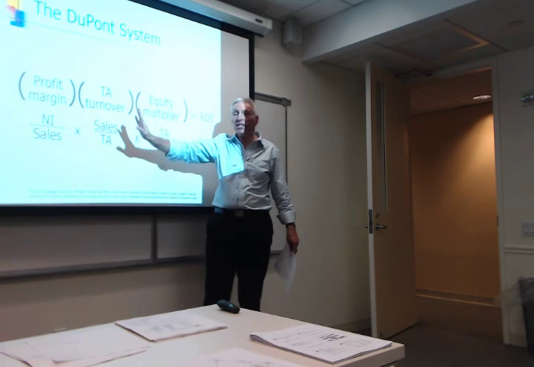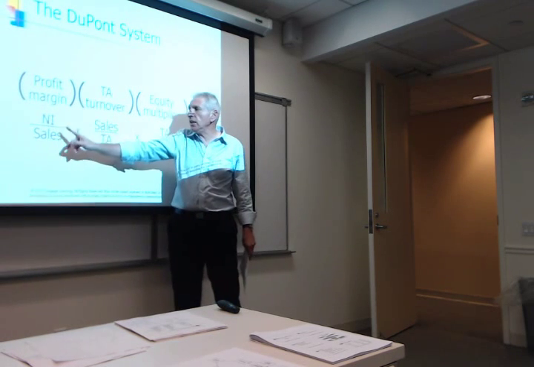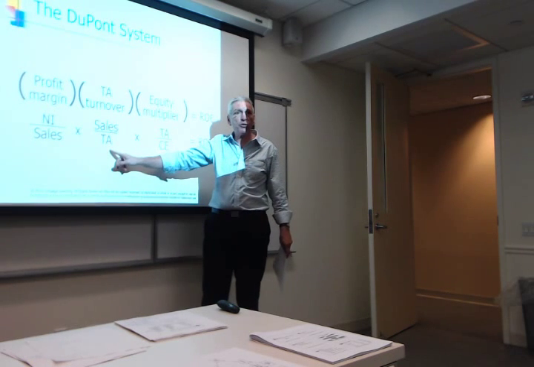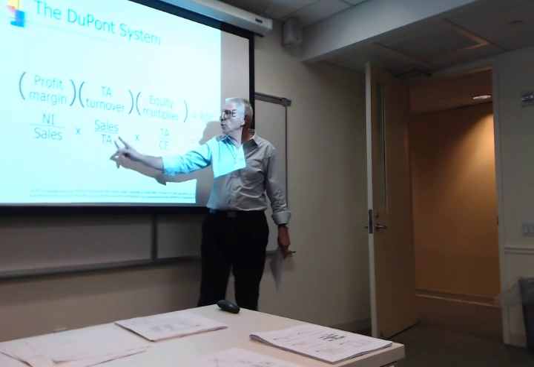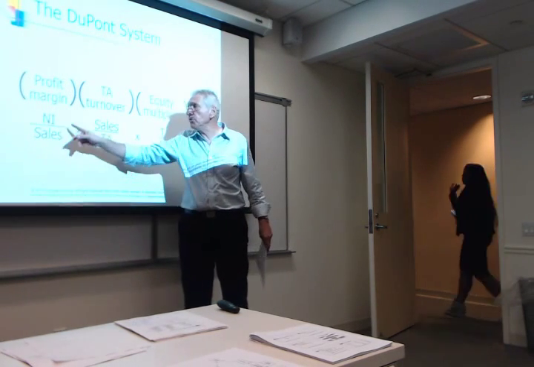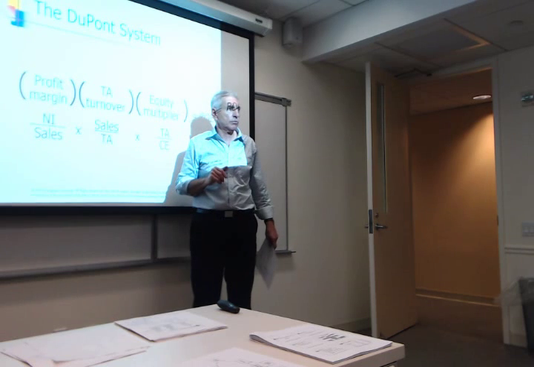And again, very simple math here. You take your net income over your sales, and you multiply it times sales over your total assets. Basic math, your sales cancel out, so you end up with net income over total assets.